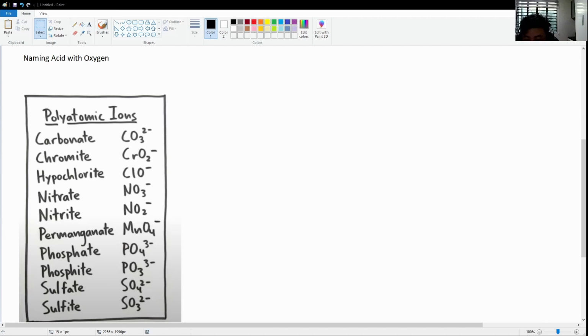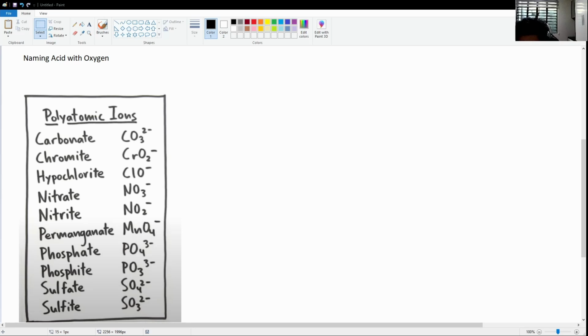For an acid with oxygen, the negative ions are polyatomic ions, like these, that have oxygen combined with other elements, and that group of elements together has a charge. These polyatomic ions end in ate and ite, and these endings are what we're going to be looking at when we name acids that contain these polyatomic ions. Now it's really important to be able to recognize these polyatomic ions, so you need to know what to call them when you run into them.